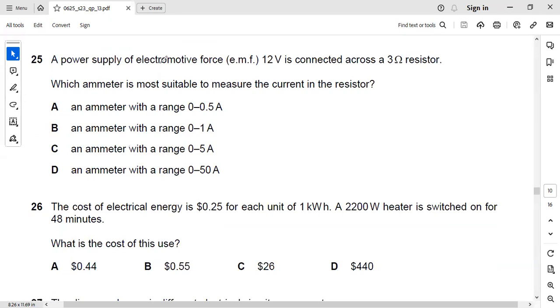Next, a power supply of electromotive force 12 volts is connected across a 3 ohm resistor. Which ammeter is most suitable to measure the current in the resistor? So we need to find the range of current. By Ohm's law, we can write I is equal to V by R. Here the voltage given is 12 volts and the resistance is 3 ohms. So it is around 4 amps. Your ammeter should be within that range. You can see here a 0 to 5 amps ammeter is available. So the right answer is an ammeter with a range of 0 to 5 amps. So we'll move to the next question.